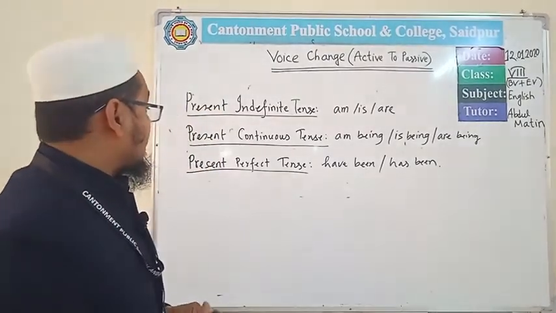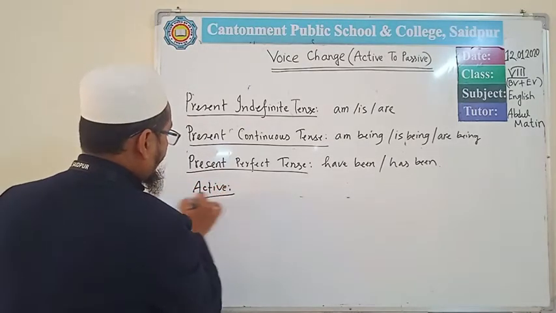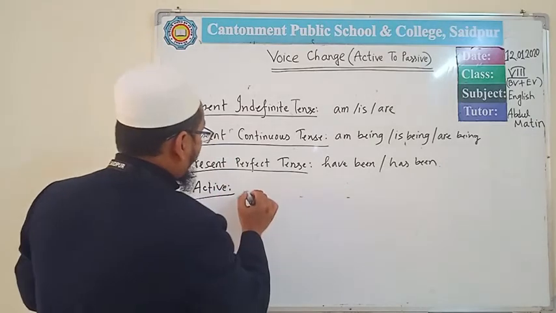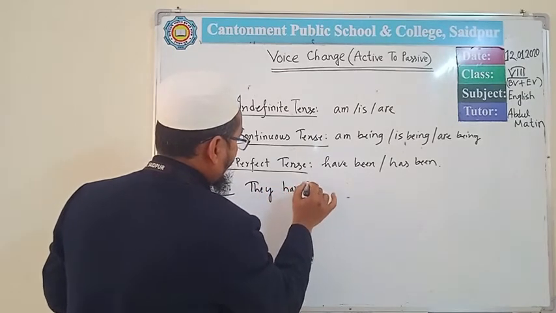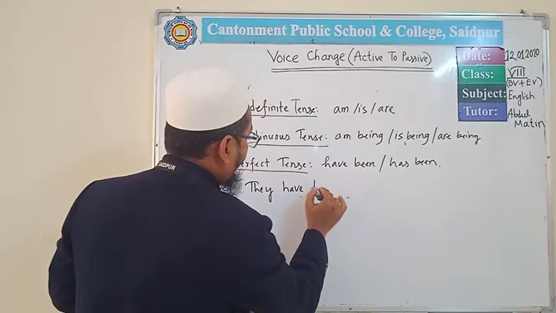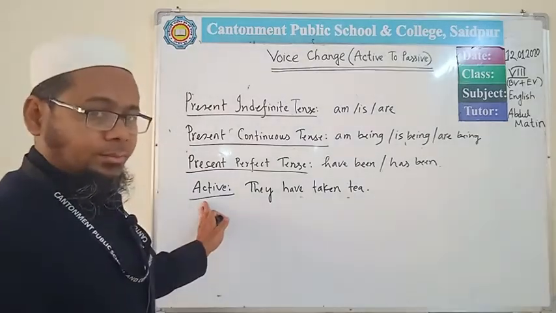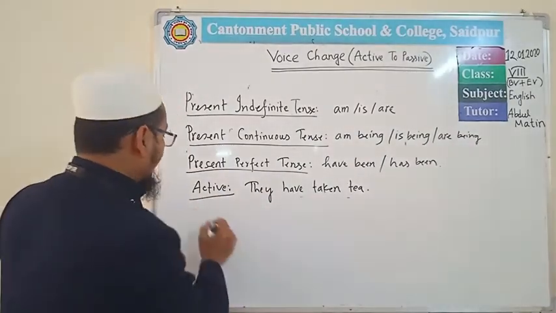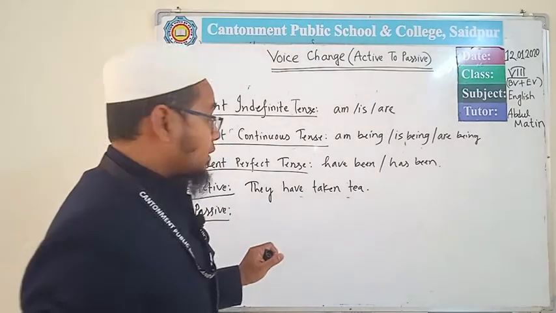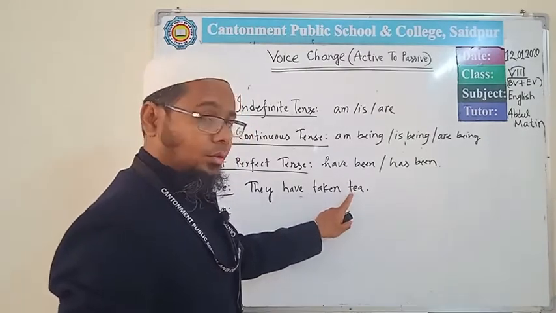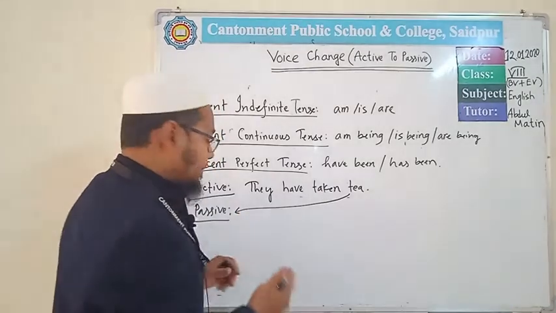Now in practice from the tense of present perfect tense. Active: They have taken tea. It is an active mode of verb, taken. If you want to make it passive, what is needed first? First, we have to know what is the objective form of tea. It is a thing. Subjective and objective form is the same. So tea.